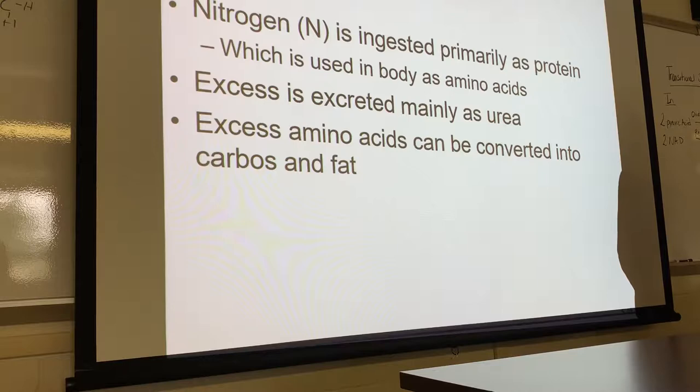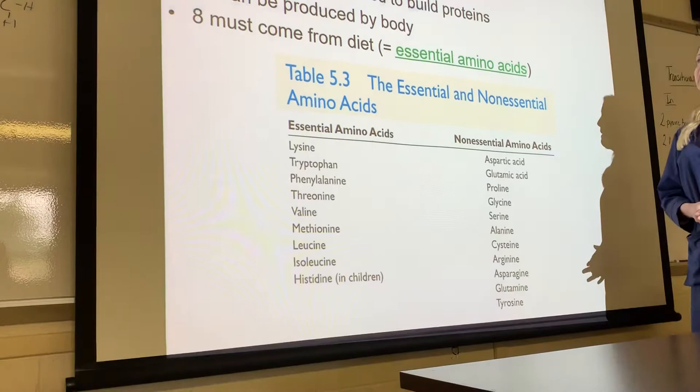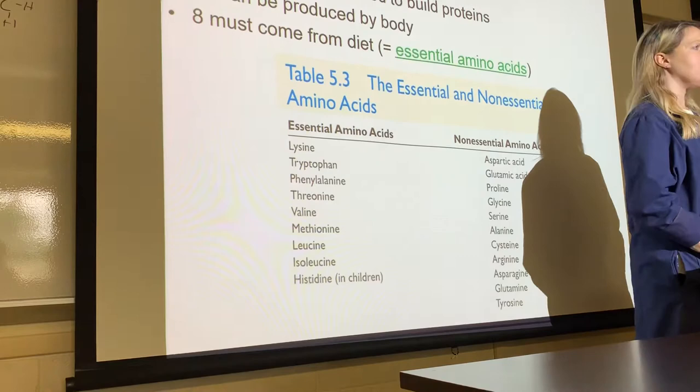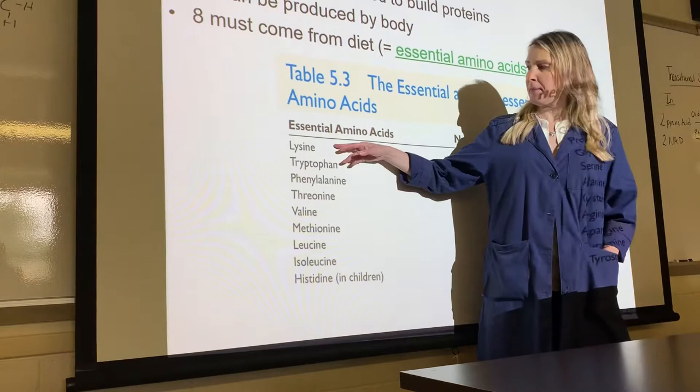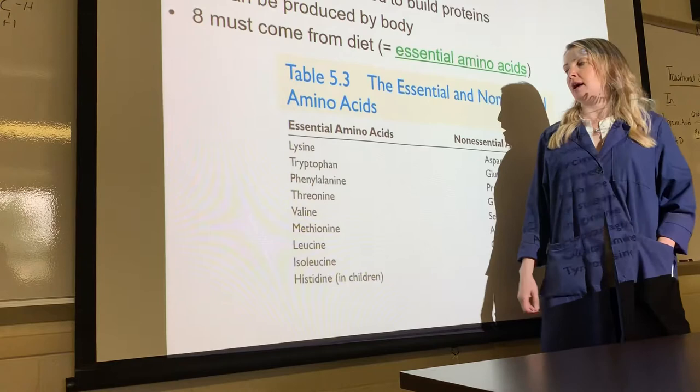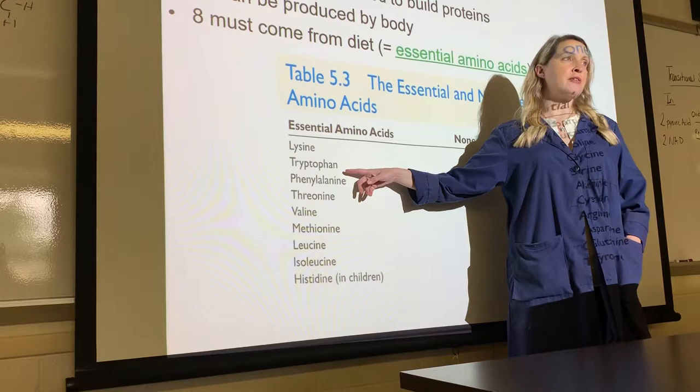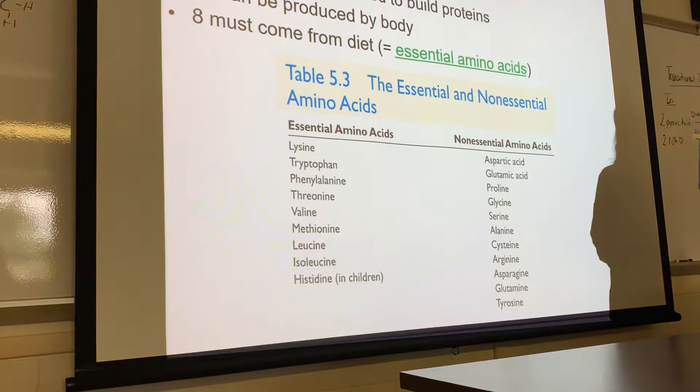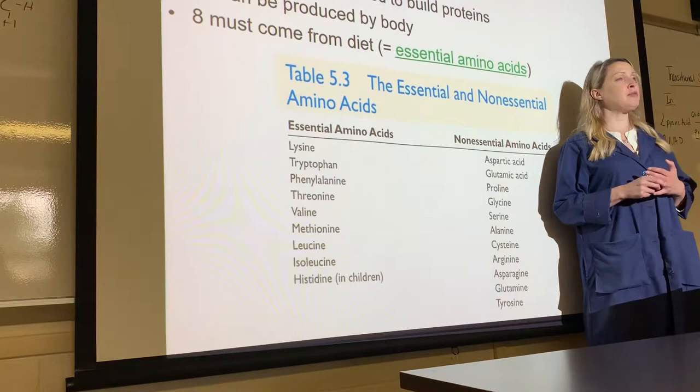In terms of amino acids, we know that there are 20. 12 of them we can produce in our bodies, but 8 are essential, which means that they have to come from the diet. The essential amino acids are over here: lysine, tryptophan, which is in the turkey, phenylalanine, provided that you can break that down, right? Some people cannot. Remember when we talked about metabolic pathways in chapter 4, we talked about PKU, phenylketonuria. I have to say it slowly because it's hard for me. PKU is where people can't metabolize phenylalanine, so they can't ingest it.